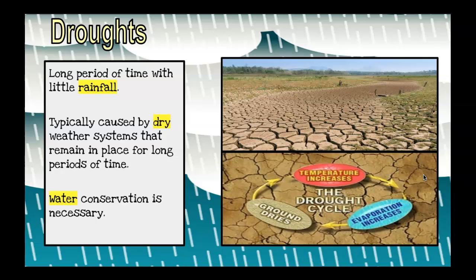The opposite of a flood is a drought. So a drought is whenever we go a long period of time and we don't have hardly any rainfall. So typically caused by dry weather systems, so the ones that aren't dumping precipitation over us, and whenever they remain in a specific area for a long period of time without dropping precipitation, droughts occur. Whenever droughts occur, you want to make sure that you are conserving water because there hasn't been a lot of it in that area.